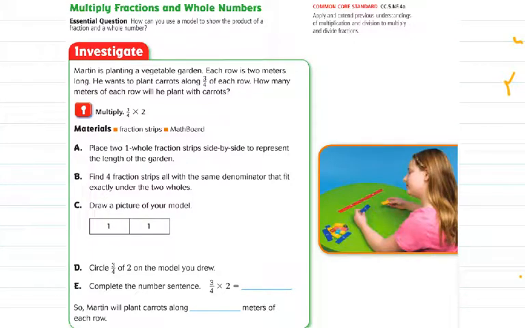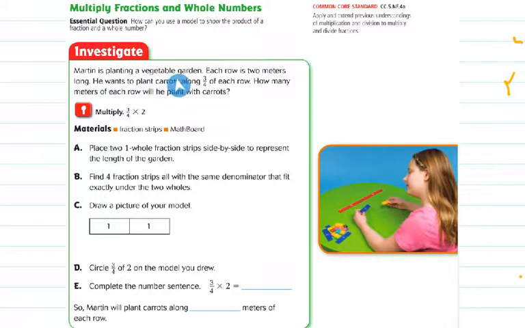Students, in lesson 7.2, we are going to be working on multiplying fractions and a whole number. Our central question for our lesson is, how can you use a model to show the product of a fraction and a whole number? So we're going to start with an investigation.